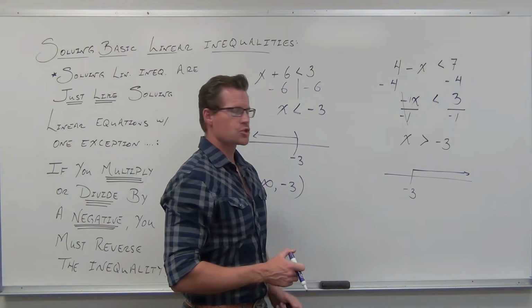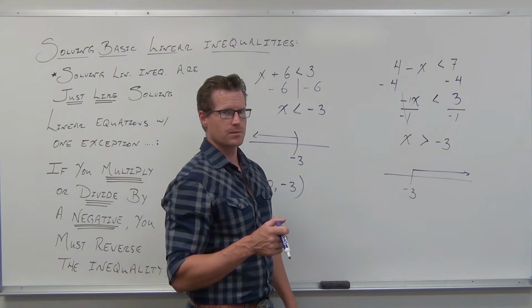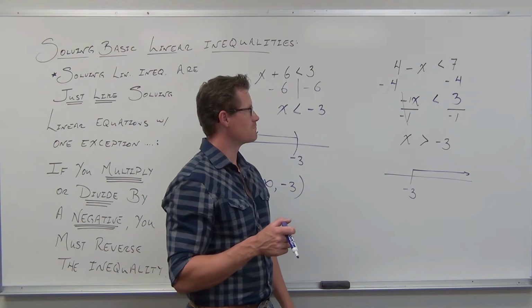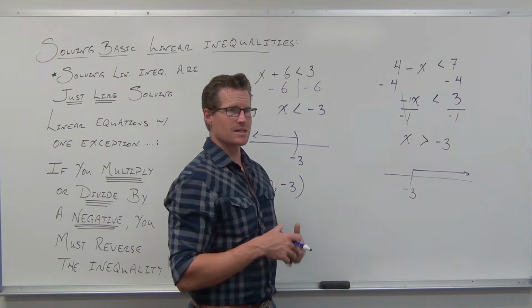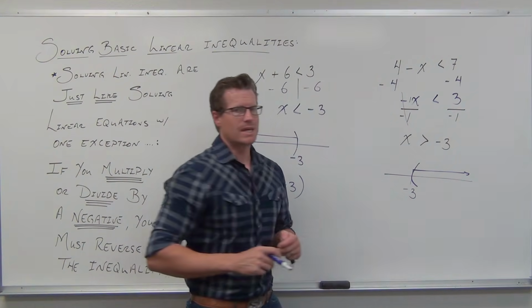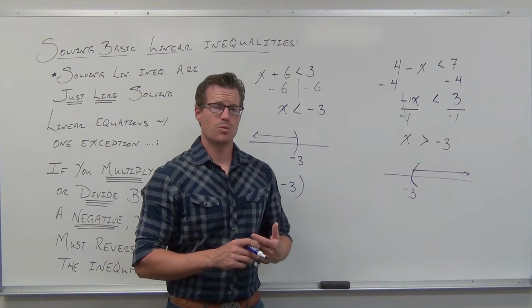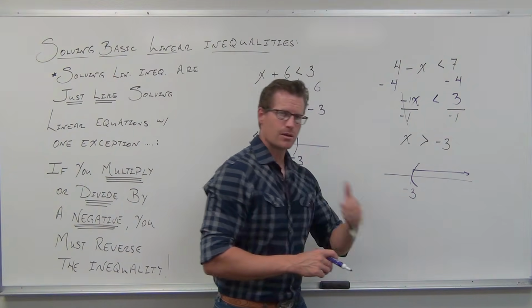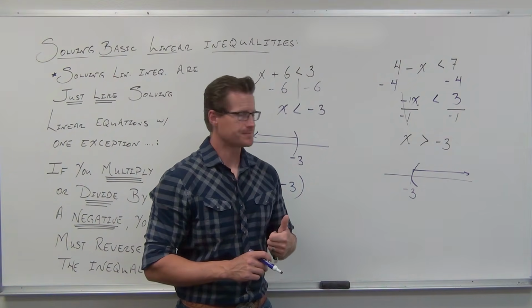How about this one? Should I include the -3 or not? Doesn't look like it has an equals. So that's excluding the values that make the two sides equal. To show that, we say we can't include the -3. -2.999999, like right after that, no problem, but not -3 itself.